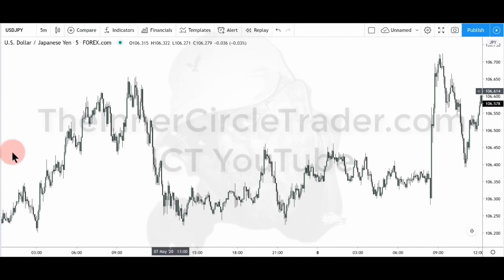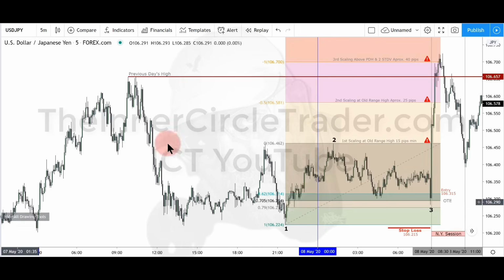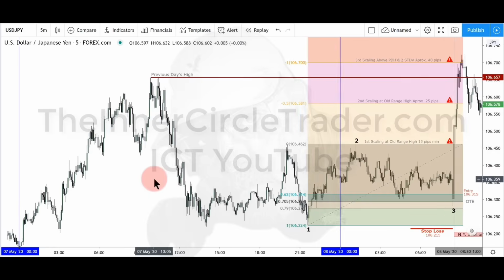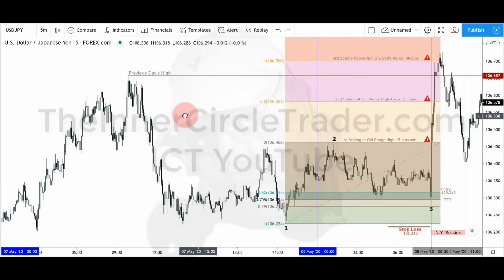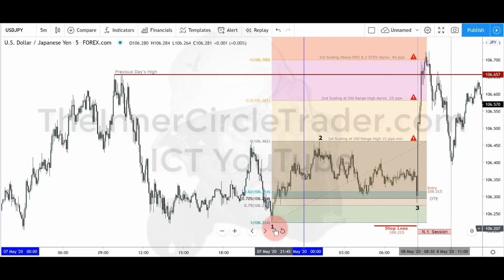Okay, so here's what we're going to do. We're going to take a look at the annotations for today. Here is the previous day's range. And the previous day's range is defined from here to here. So we're expecting a run above the previous day's high. So here's previous day's high at that 106.657 level. And we're looking for a reason to get long to target this high. And we can see from the previous day's range, we have this low up to this high.